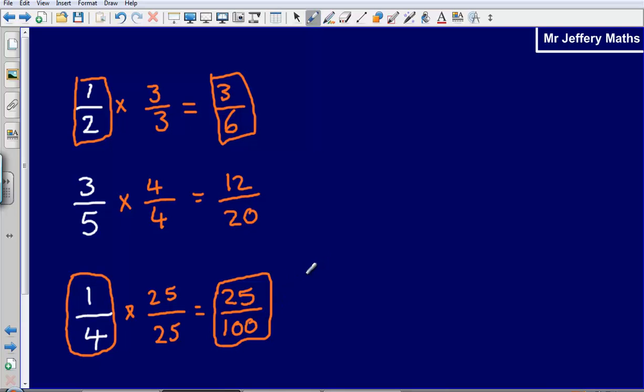Now why does this work? Why is it that I'm multiplying my fraction here and getting another fraction that is identical but just uses different numbers? Well, it's to do with the fact that what we're actually doing to our fractions here is we're just multiplying them by the number 1. 3 over 3 is 1, 4 over 4 is 1, 25 over 25 is 1. And when we multiply something by 1, it just stays the same.